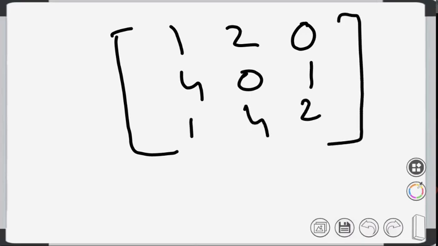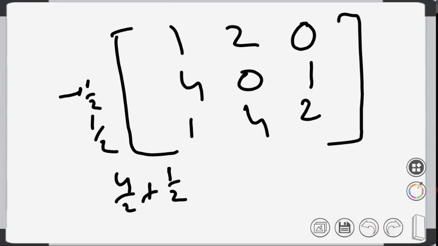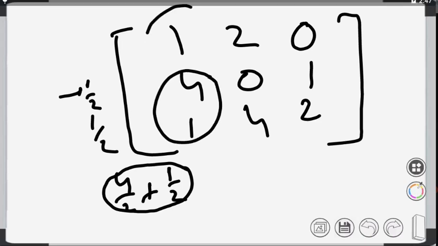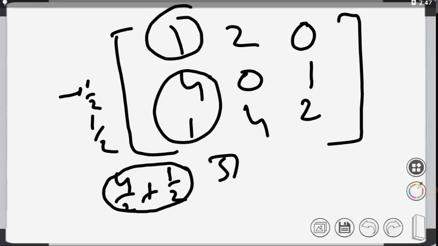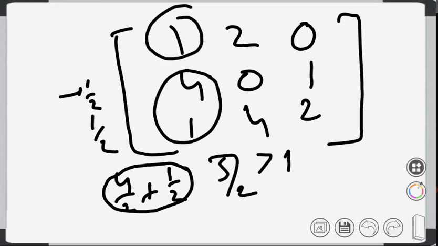So if I am multiplying the second row by half and the third row by half, it becomes 4 by 2 plus this 1 by 1 becomes 1 by 2. So 4 by 2 plus 1 by 2 is 5 by 2. So 5 by 2 I am comparing with 1. 5 by 2 is greater than 1. That's fine. Do you get my point?